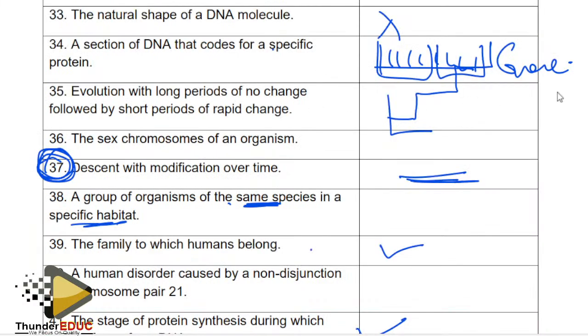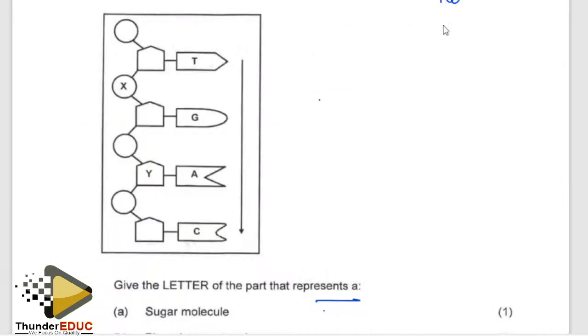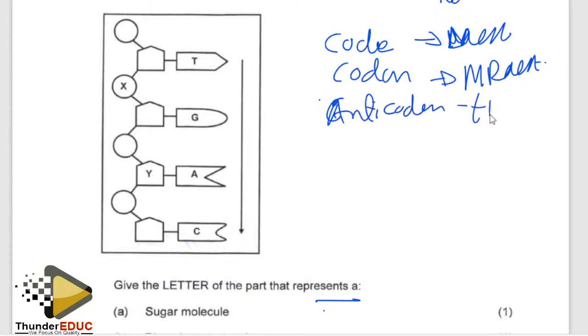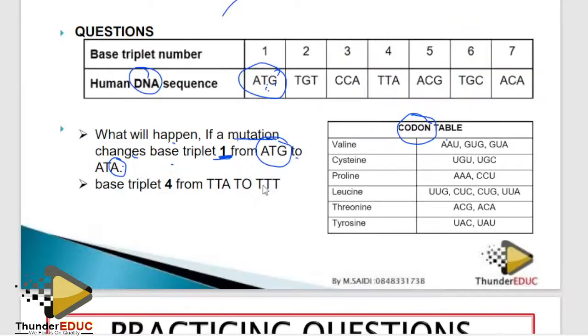Remember, when you talk about code, it means DNA. When you talk about codon, it means messenger RNA, 3 bases on messenger RNA. When we talk about anti-codon, we mean 3 bases on transfer RNA. So the question is asking, it's changing from DNA to codon. It means that it's talking about messenger RNA. So now, what you do is change this into messenger RNA.